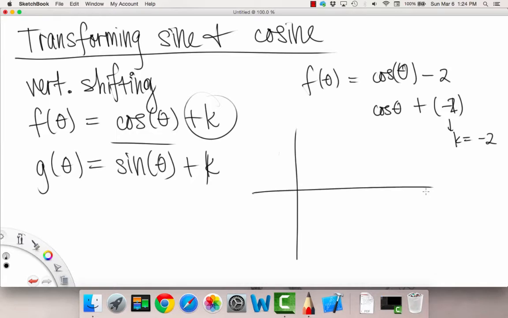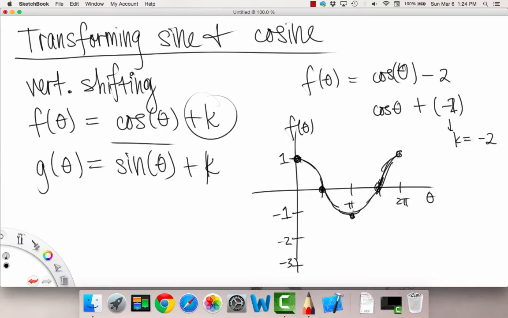So let me just do the parent graph first. I'll just make this our y. Okay? So this is f of theta, right? So we have positive 1, here's negative 1, negative 2, negative 3. We're going to need that for later. But let me just do the normal cosine graph for now. Okay, so here's pi, here's 2 pi. So normal cosine starts at 0, 1, goes down, and it goes like this, right? Kind of like a valley. We roll down the hill and then we roll back up. Okay, so that's our normal cosine graph.